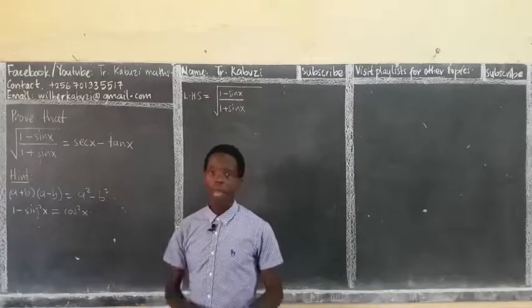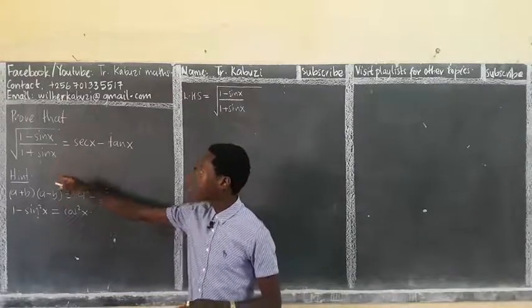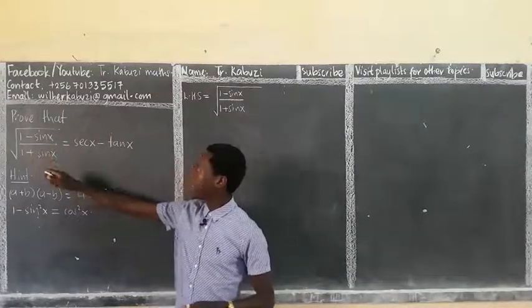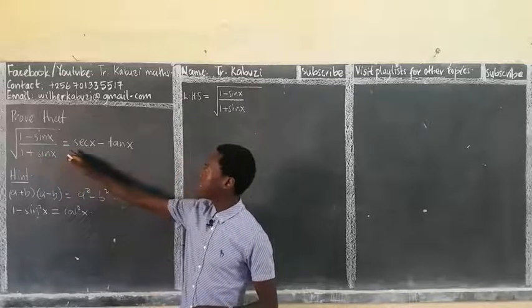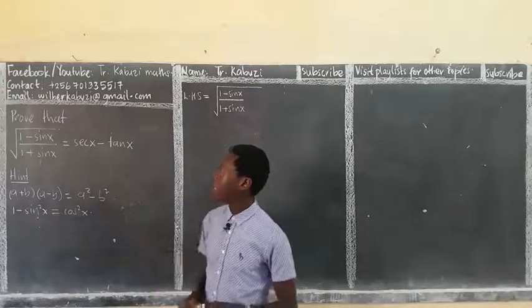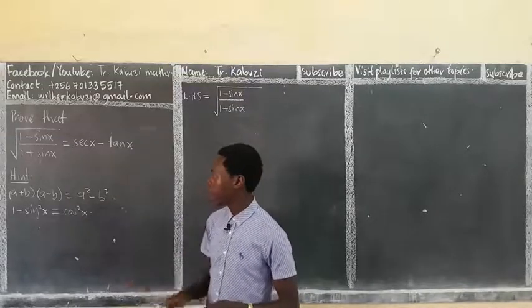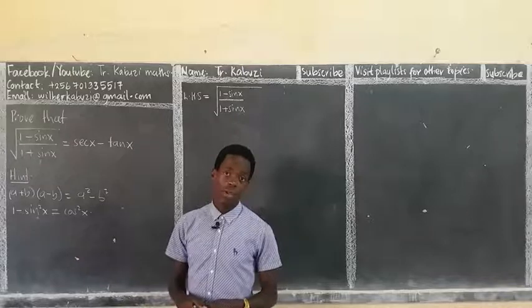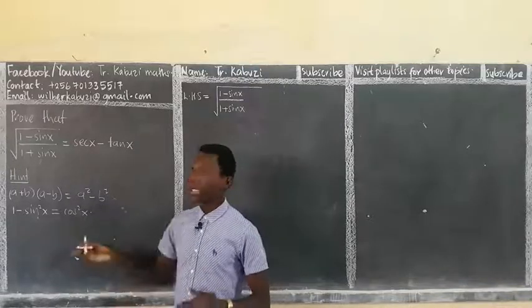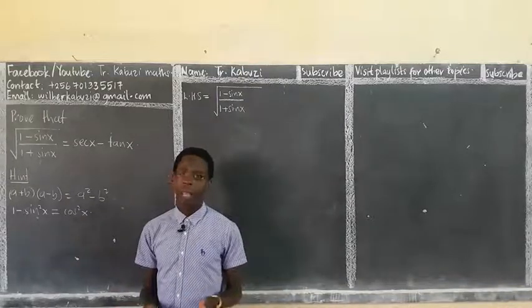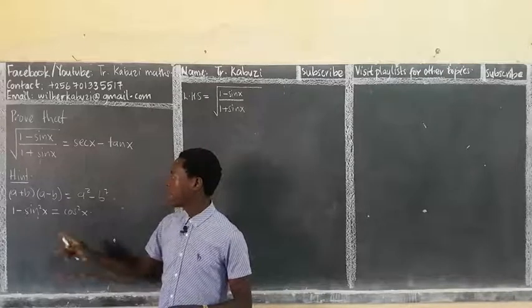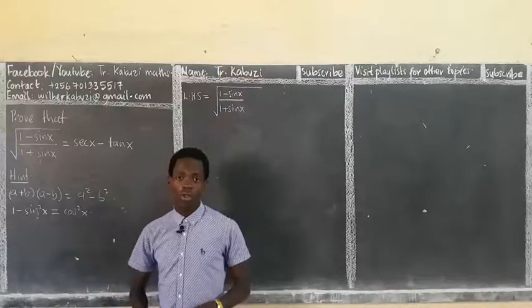This is the proof we are going to be having. It says, prove that the root of (1 minus sine x) over (1 plus sine x) is equal to sec x minus tan x. Now the hint: we are going to use the difference of two squares, and also the first identity, which says cos squared plus sine squared is equal to 1. So if you make cos squared the subject, this is what you get.